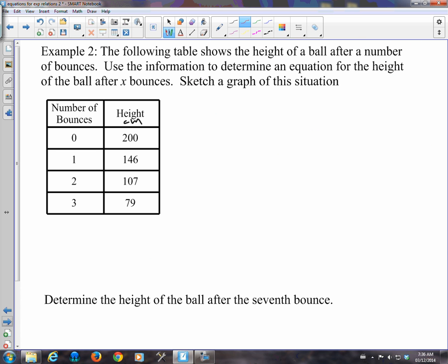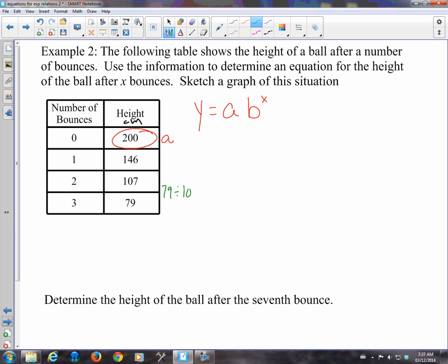All right, let's look at one more example. Table shows the height of a ball after a number of bounces. Use the information to determine an equation for the height of the ball after x bounces. Sketch the graph of this situation. So, our equation pattern, starting value, what it's growing by. There's my starting value. And to get what it's growing by, I'm going to divide.